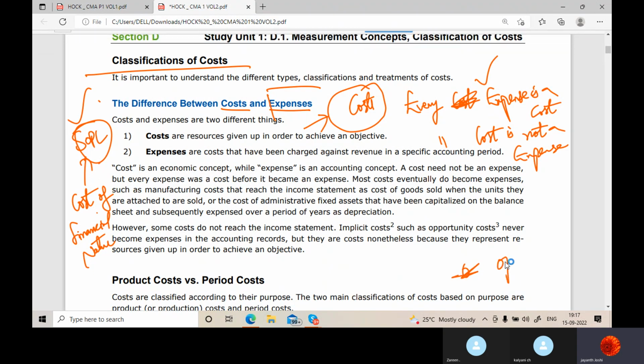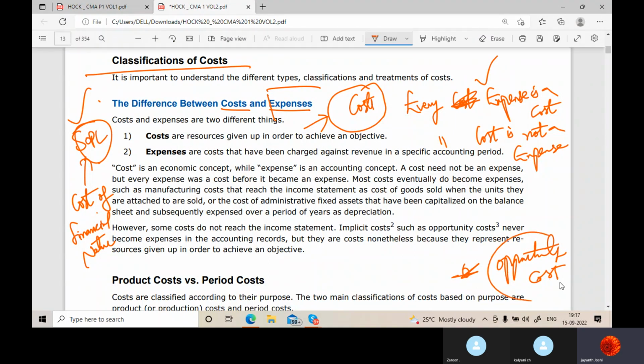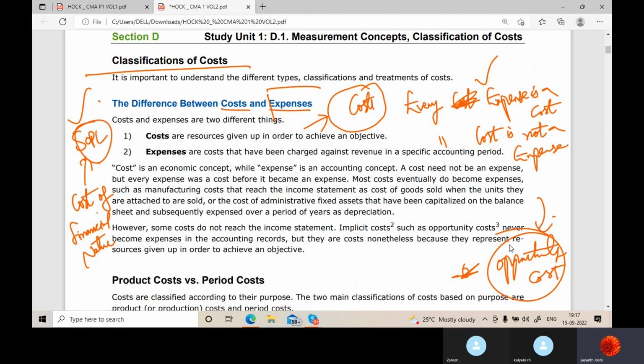But if I speak about opportunity cost, can you show this opportunity cost in your statement of profit or loss? No, it's a cost of non-financial nature. So not every cost can be shown in the statement of profit or loss. Only the financial nature cost can be shown. So this particular cost, which is of financial nature and can be shown in the P&L account, is nothing but an expense. But whatever is of non-financial nature, what you cannot show in the P&L account, is not an expense, but it is still a cost.